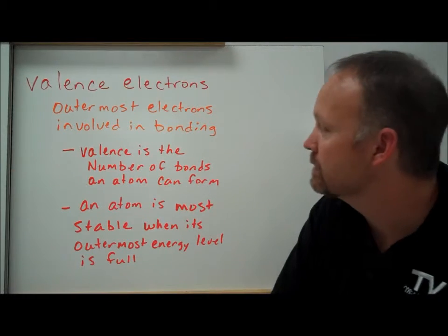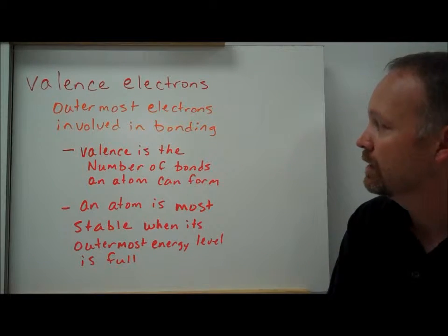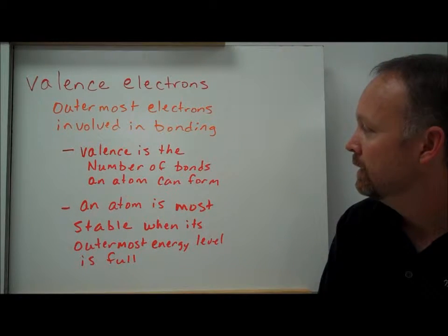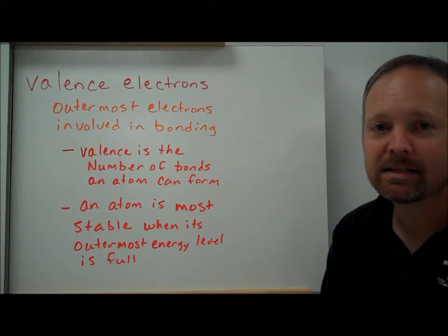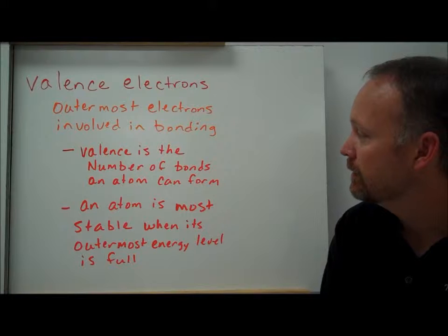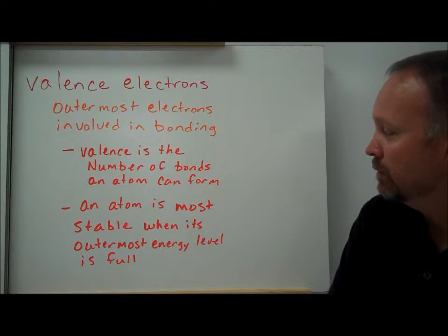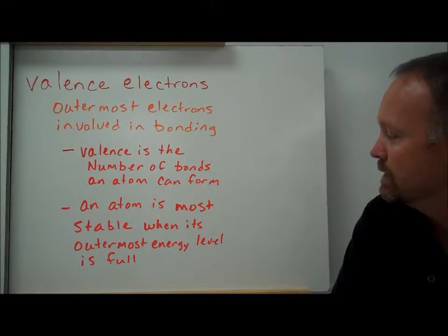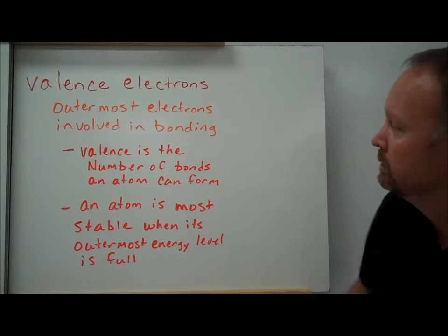The valence electrons are the outermost electrons that are involved in bonding. That kind of decides how they're going to mix with other atoms as well. The valence is the number of bonds an atom can form. An atom is most stable when its outermost energy level is full.